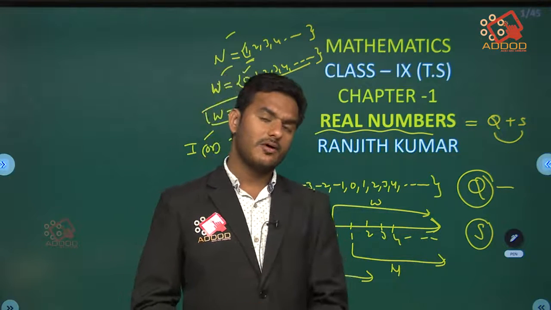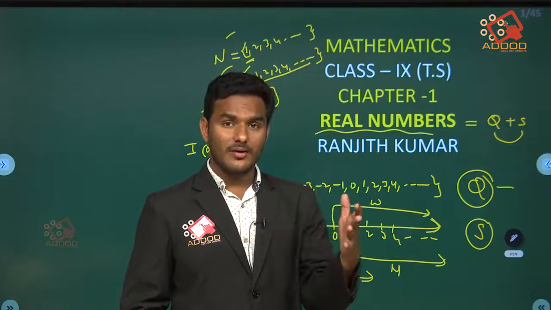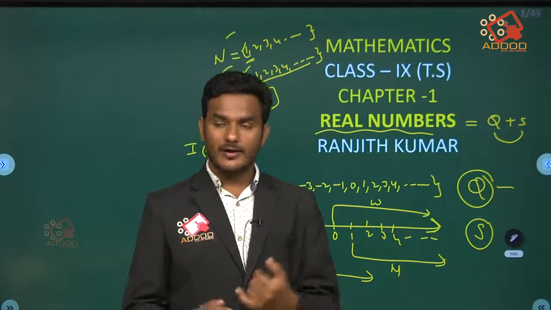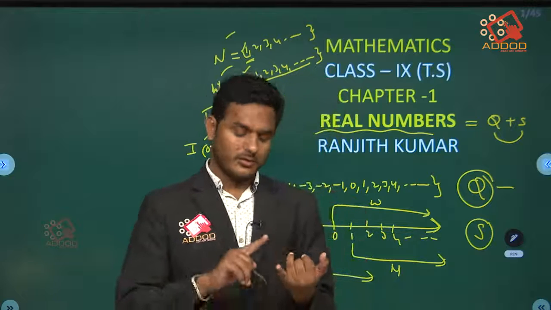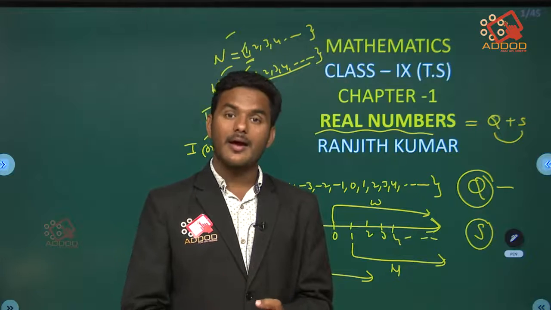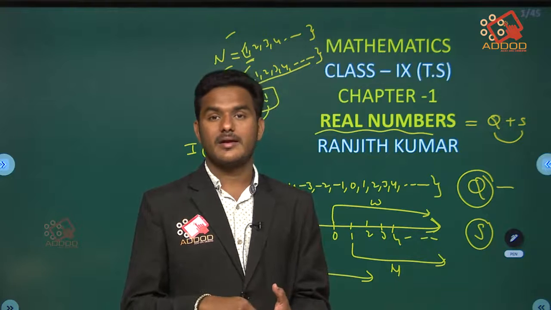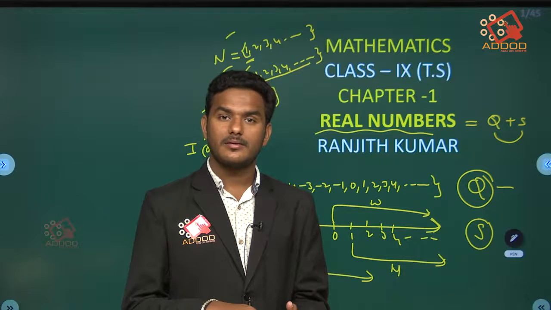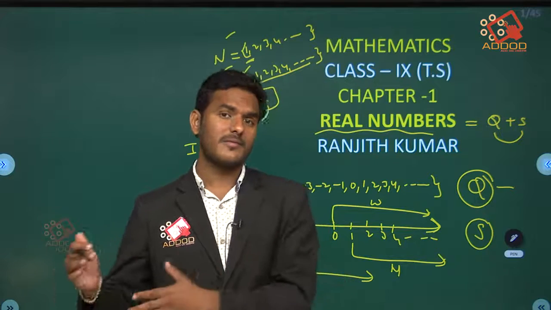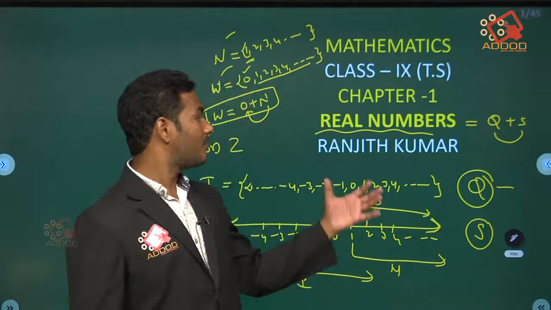There are so many types of numbers, and we can divide them into systems: natural numbers, whole numbers, integers, rational numbers, irrational numbers, and imaginary numbers, and also odd numbers, even numbers, prime numbers, co-prime numbers. Different systems, different sets of numbers. In this chapter we are going to learn about the real numbers.